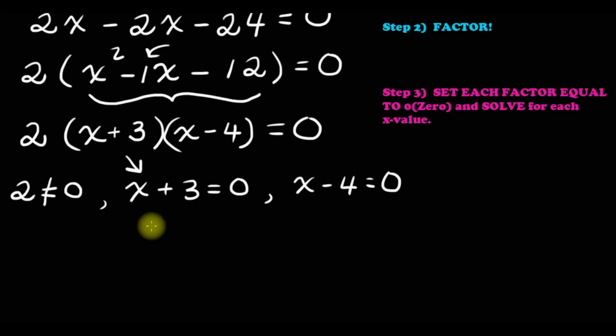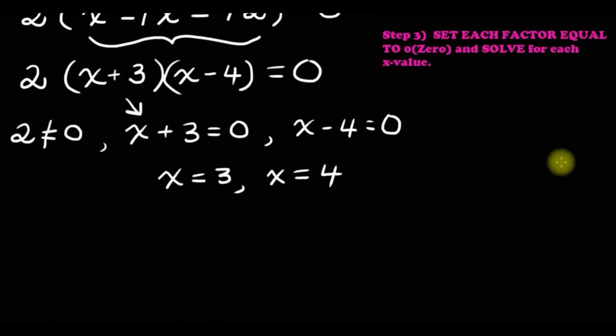So when we solve this, we minus 3 to get the x by itself, so x is negative 3. And then when we solve x minus 4 is 0, we add 4 to get the x by itself. So we have x is 4. So these are the two answers for the equation above. Okay, so that's step 3.